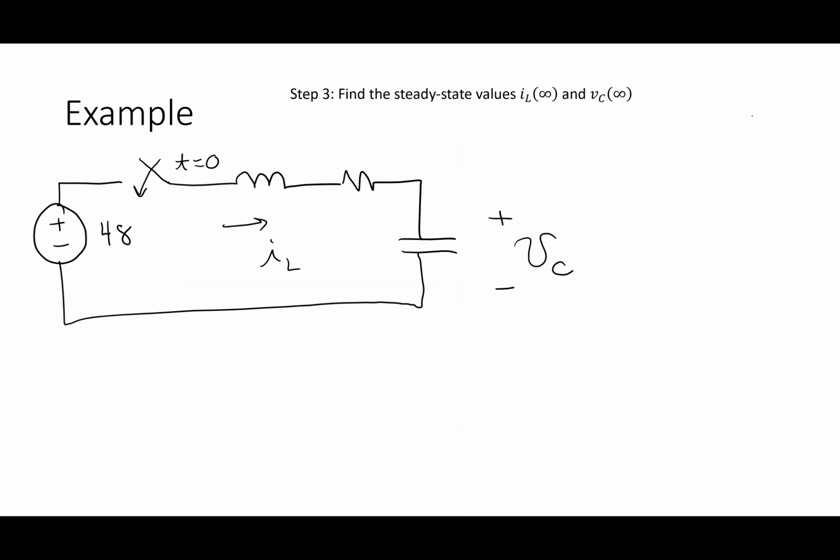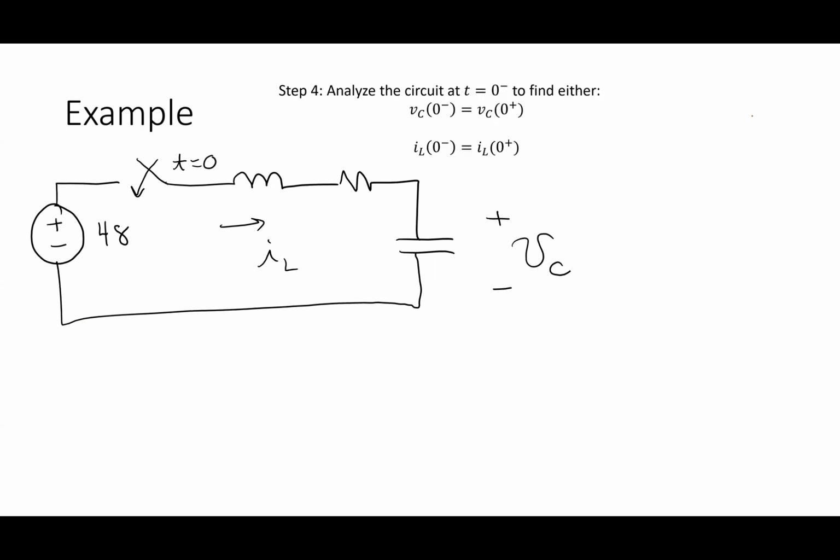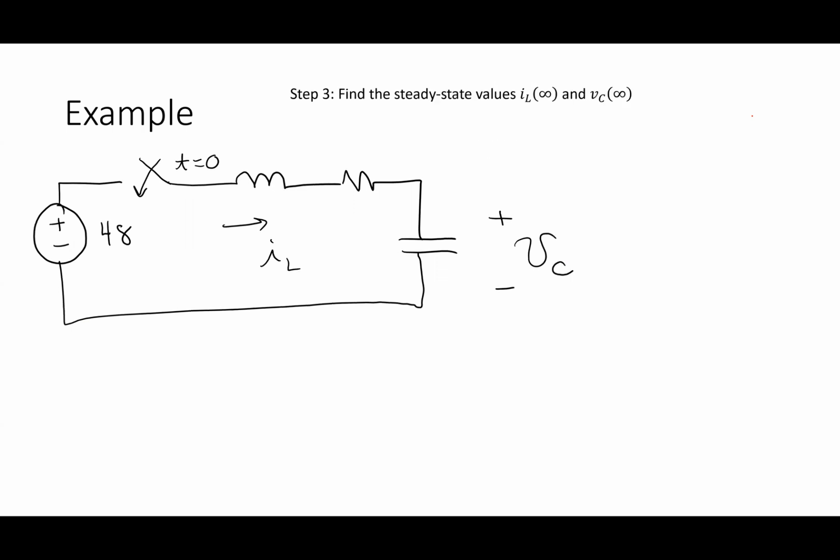Find the steady state values of IL and VC. I don't technically need VC, but as practice, I want to get it anyway. So I want to figure out the steady state values. What does steady state mean? I basically close the switch, right? If I'm talking about the steady state value, I'm long after t equal to 0, so the switch is closed. What do I do in this circuit? Short the inductor and open the capacitor. Exactly, right?